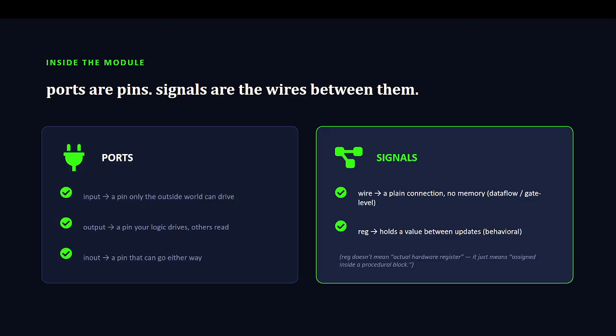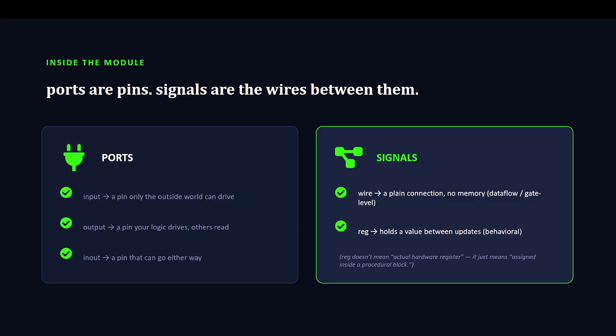Let's get specific about what's happening at those pins. Ports come in three flavors. Input: a pin only the outside world can drive. Your module can only read it, never write to it. Output, the reverse: your internal logic drives this pin and anything outside the module just reads it. And inout, a pin that can go either direction, less common, but it exists for things like bidirectional data buses.